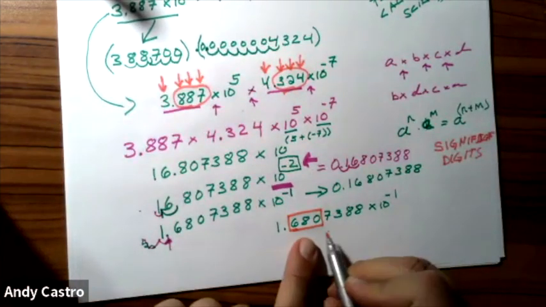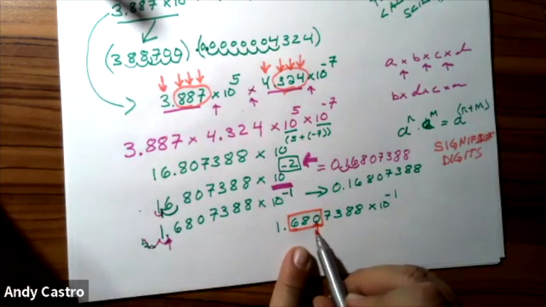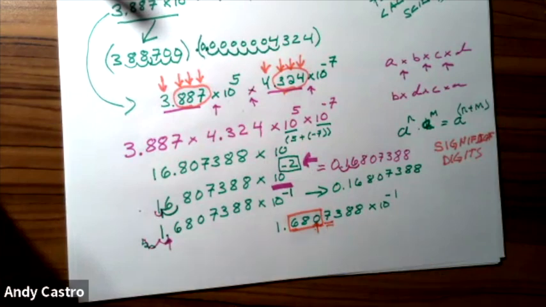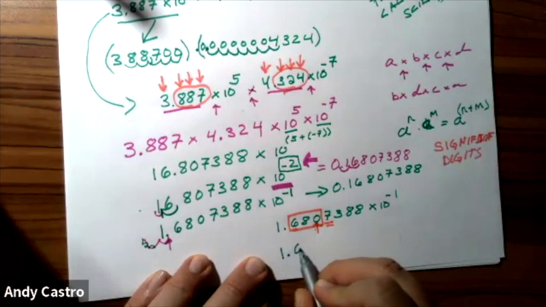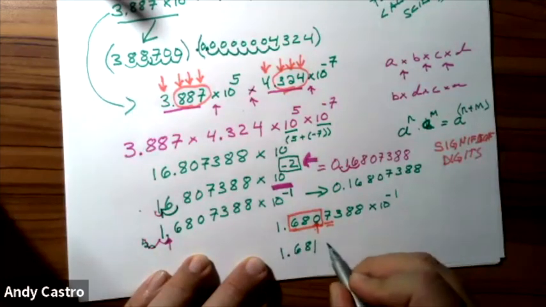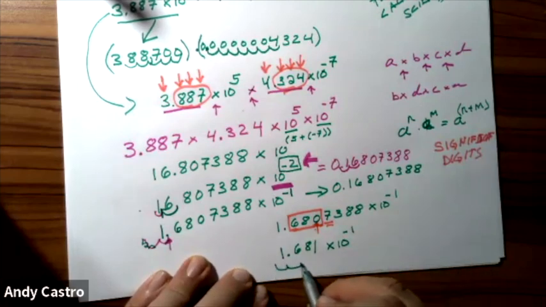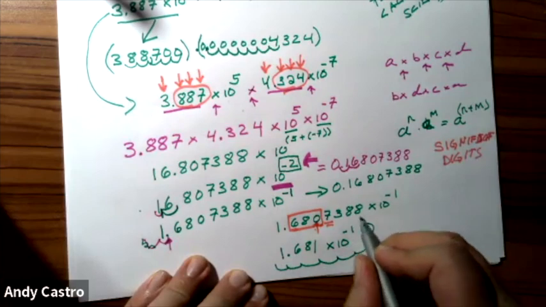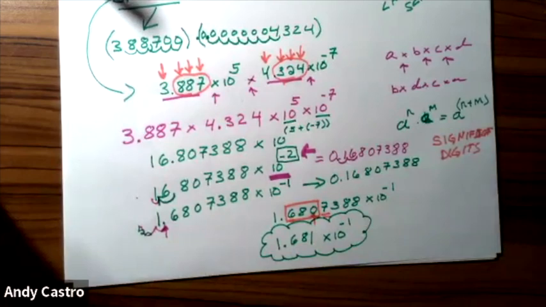Okay, so that means this number right here, this 0, we have to round up to 1 because the number next to it is cut off, and that's a 7. So that means the 0 is rounded up to 1. So this ends up being 1.681 times 10 to the negative 1. And that is our final answer. 1.681 times 10 to the negative 1.